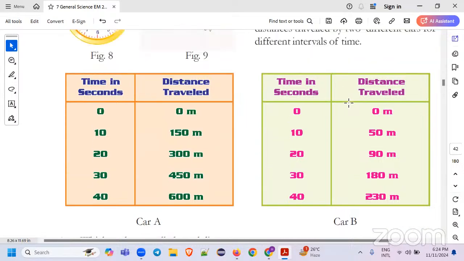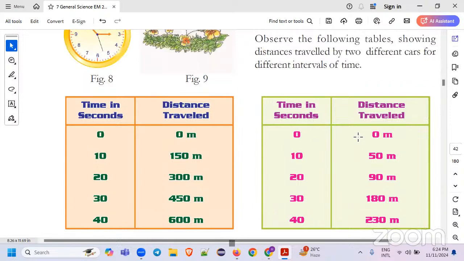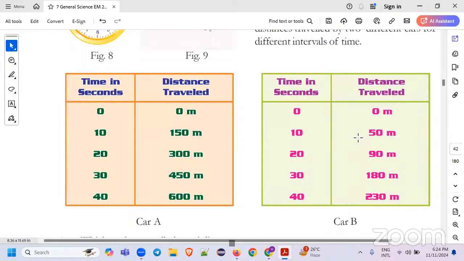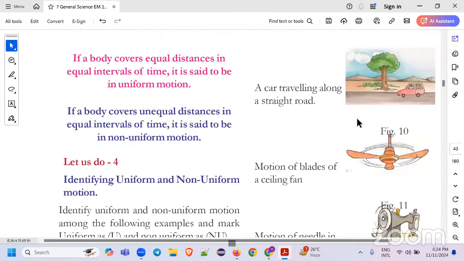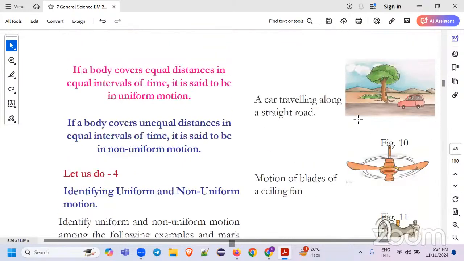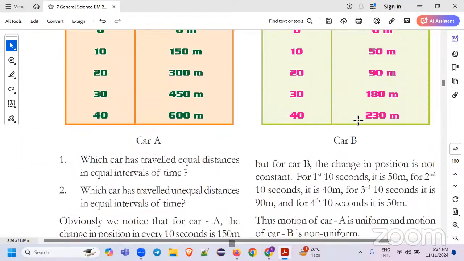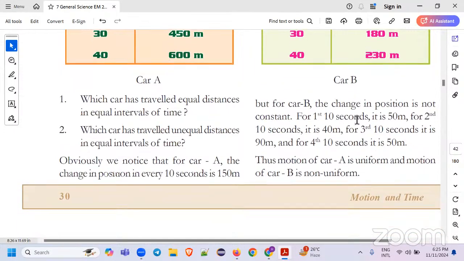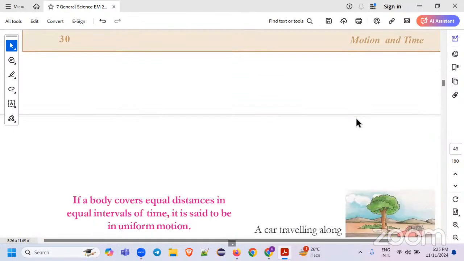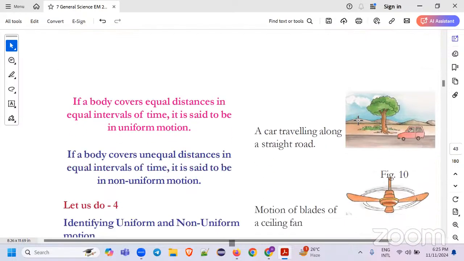If an object is not covering constant distances at constant speed, then we say the object is not in uniform motion. If the object is not in uniform motion, then we say its motion is accelerated. That's what we are trying to understand: motion, uniform and non-uniform. I think you are aware of it.